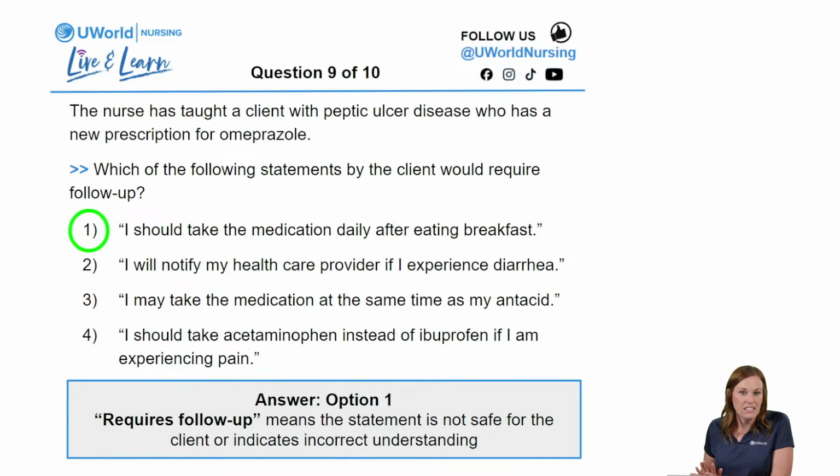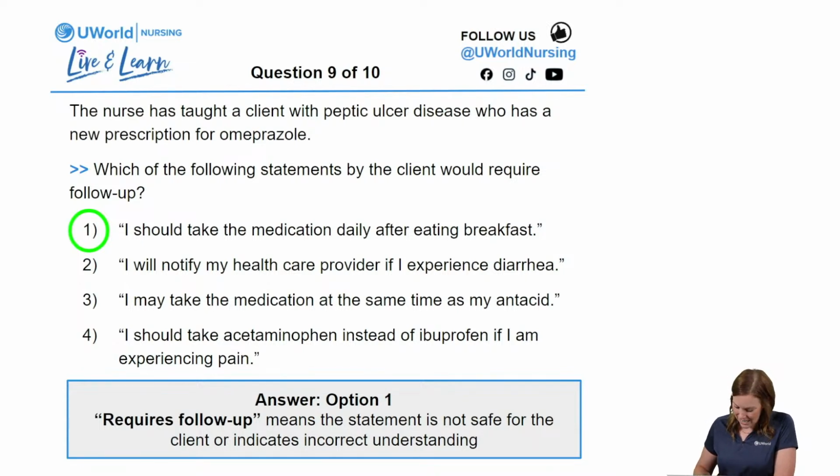So what the client needs to know is to take this for the medication to be effective, to help reduce our stomach acid production. We need to take it before the meal. We don't want to take it with food. We want to take it before so that it can prevent that acid secretion once our food has been consumed. So the correct answer is option 1.